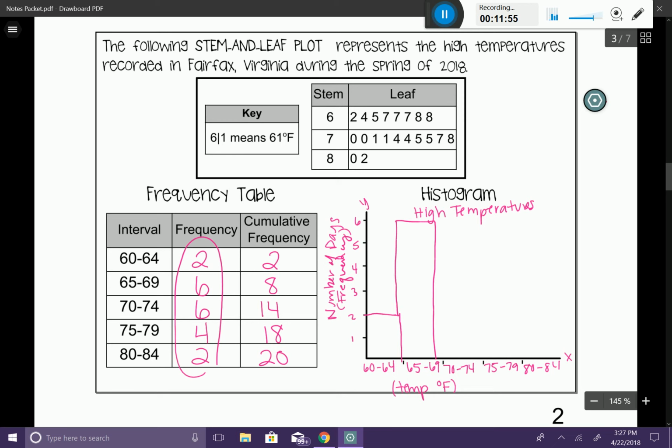The third interval is up at 6 as well. The fourth interval is going to be at 4. And the last interval is back down to 2. So there we have it. There is our histogram representing our frequency table that is based off of our stem and leaf plot.